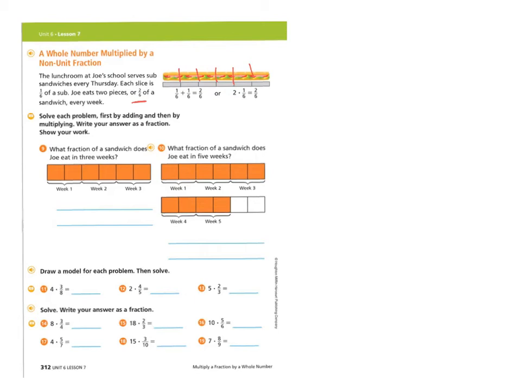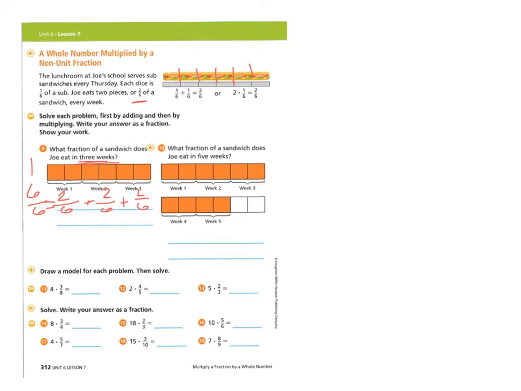All right, here we go. Number 9. How much did he eat? So in 3 weeks, how much did Joe eat? So each week he ate 2/6. 2/6 plus, oops, that should be a 2. I was thinking too fast. 2/6 plus 2/6. That equals 6/6, numerator and denominator are the same, that equals 1. So he ate a whole sandwich in 1 week.